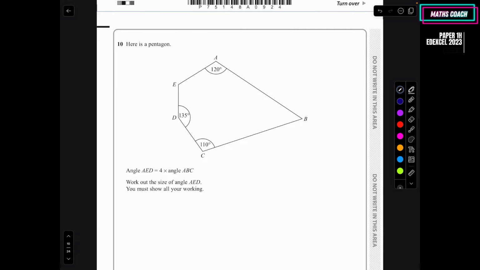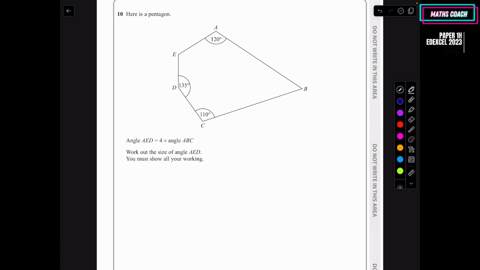Let's keep moving. Number 10. Now, if you've answered all these questions so far correctly on this particular paper, you've probably got enough to get yourself a grade 4.